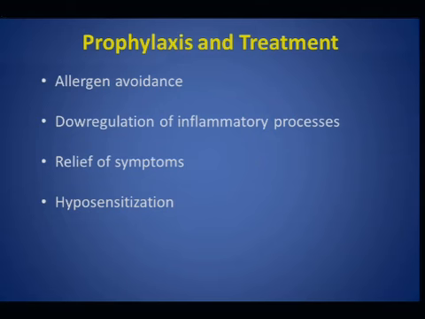Now, how do you treat? Well, the simplest thing, of course, is avoidance. Okay? I mean, simply enough, if you're allergic to cats, don't get a cat. Okay? However, unfortunately, this is not so easy because many times these allergens are ubiquitous. You can get away from cats, but you can't get away from pollen or from dust. Okay? So the other thing is downregulation of the inflammatory process, relief of symptoms, of course, and sometimes hyposensitization.